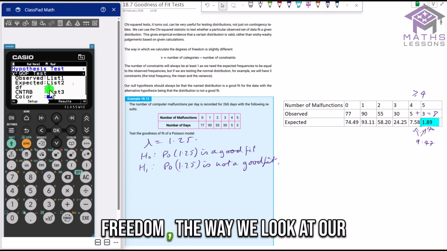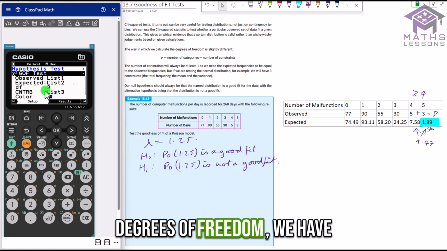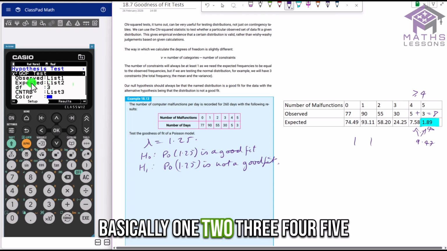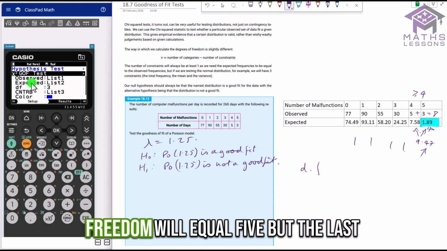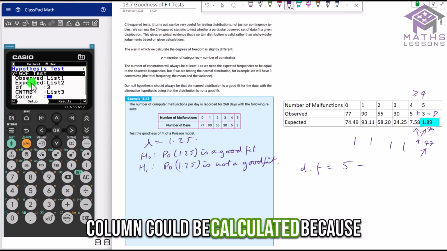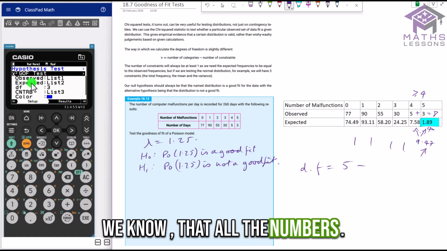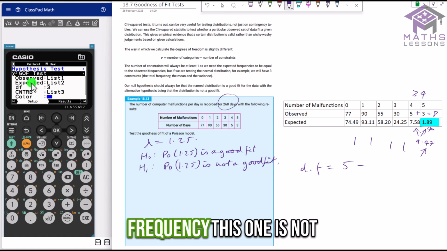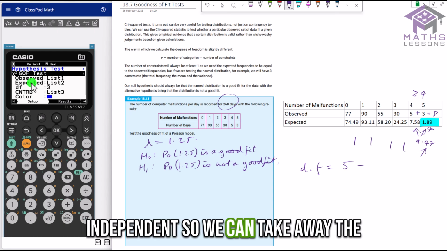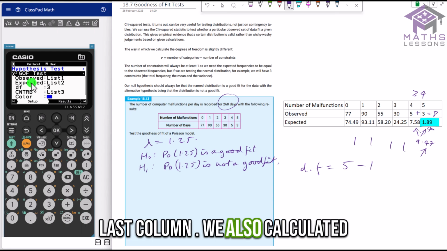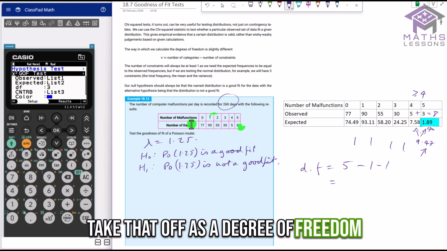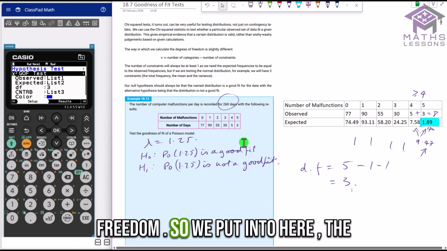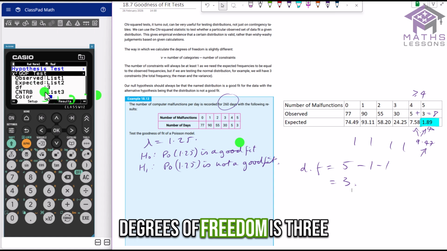Now the degrees of freedom, the way we look at our degrees of freedom, we had basically 1, 2, 3, 4, 5 columns. So the degrees of freedom will equal 5. But the last column could be calculated because we know all the numbers. Because we know the frequency, this one is not independent, so we can take away the last column. We also calculated lambda using these values, so we take that off as a degree of freedom to leave us with 3 degrees of freedom. So we put into here the degrees of freedom is 3.